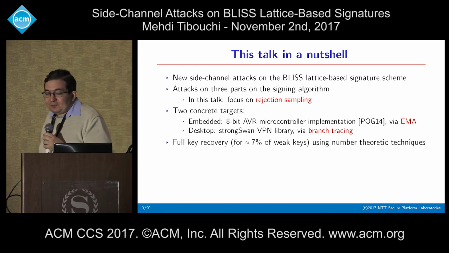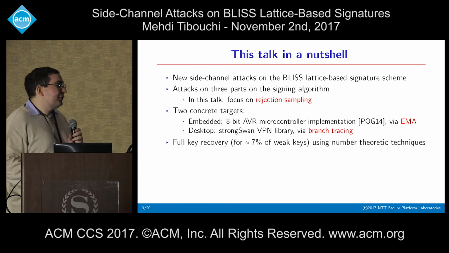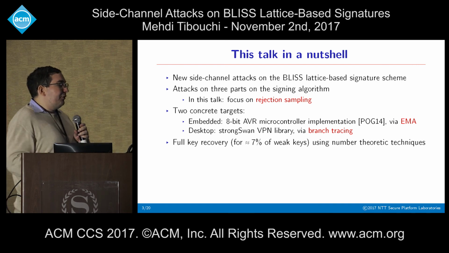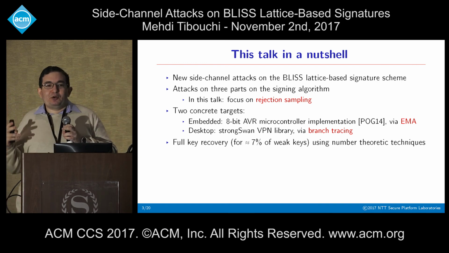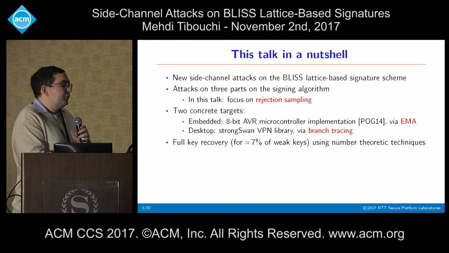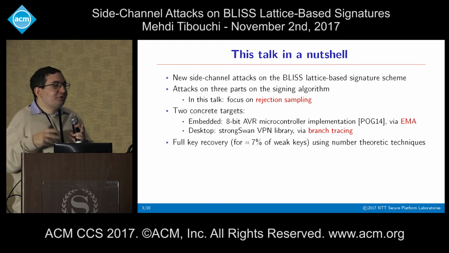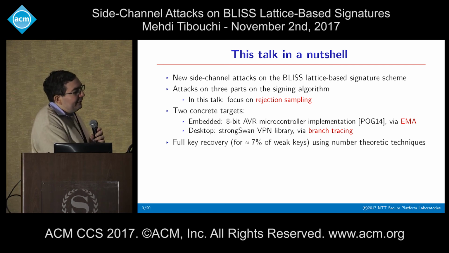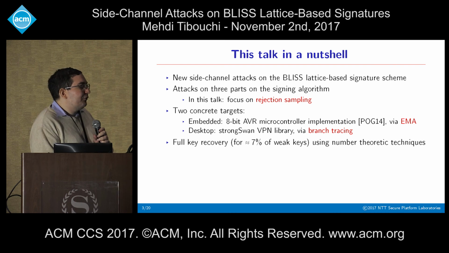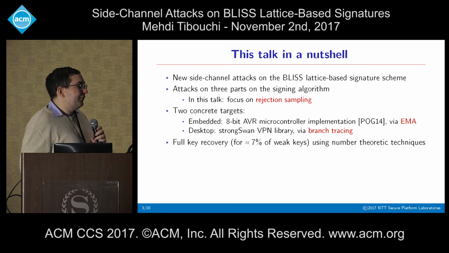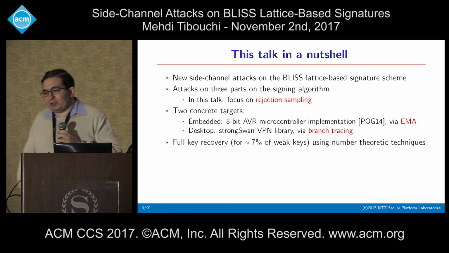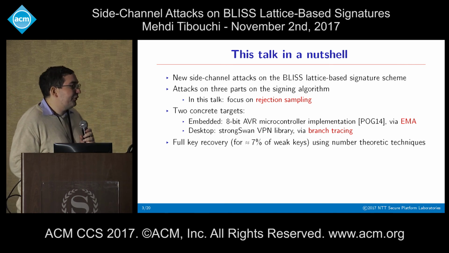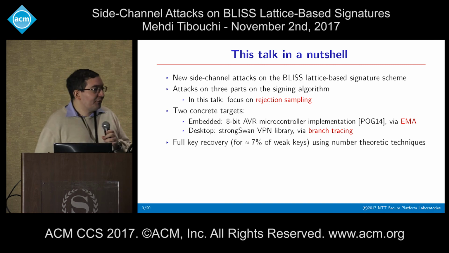And so what do we obtain? For this specific attack against rejection sampling, we obtain a full key recovery for a portion of keys which we call weak, which is not a precisely defined set, but depends on your computational power. In practice, for example, it's easy to attack at least about 7% of keys in BLISS1. And we use number theoretic techniques for this recovery.